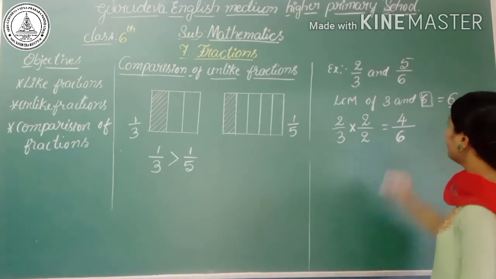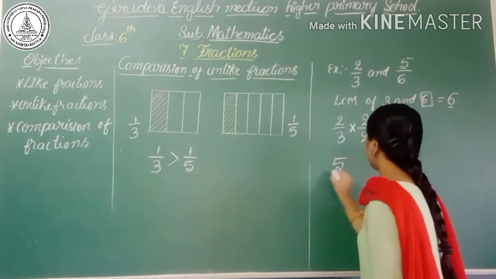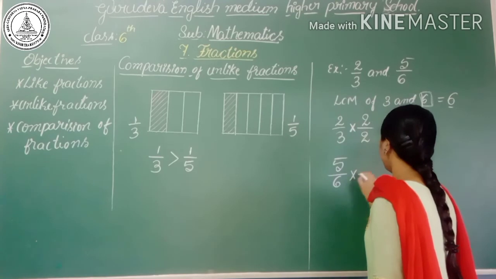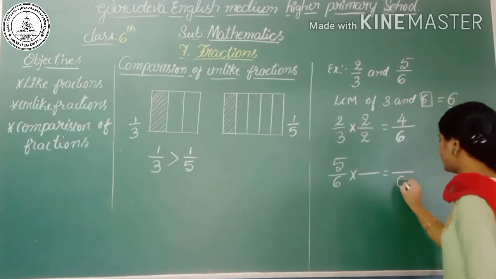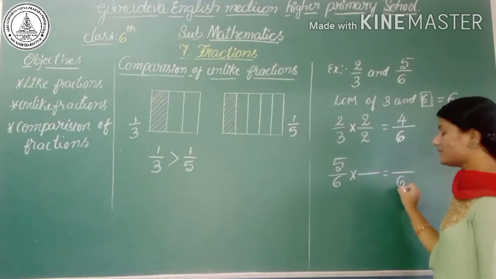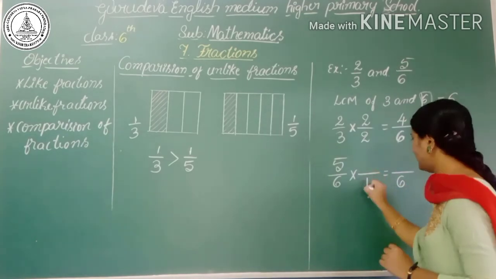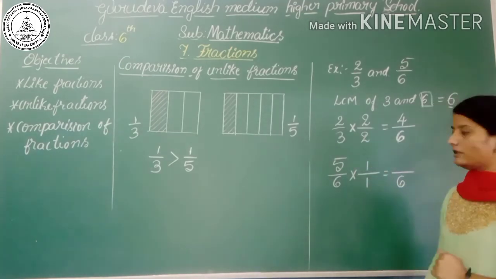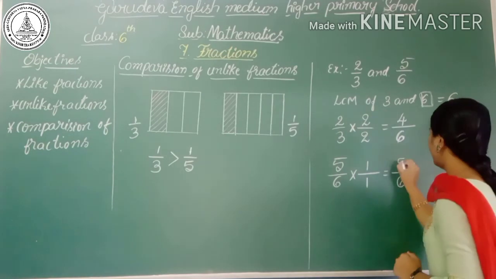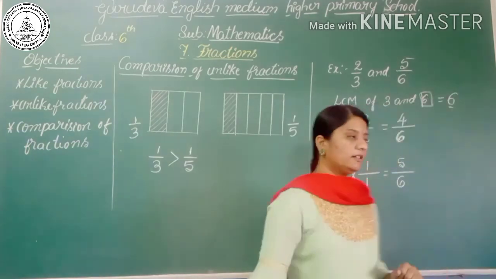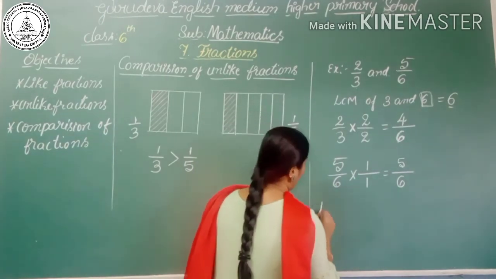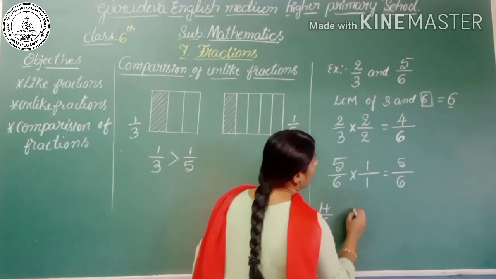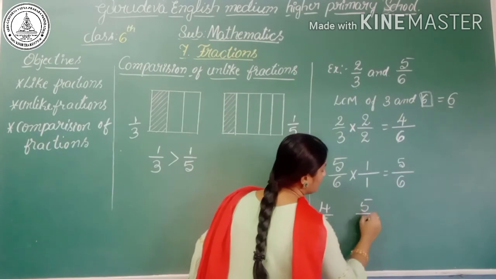Okay. Then next, 5 by 6. 5 by 6 into dash, which is equal to, make the denominator equal to 6. Okay. Then 6 times how much is 6? 6 times 1 is 6. Multiply and divide by 1. Okay. 5 times 1 is 5. Yes. Now you can write here, these are the equivalent fractions. Then write here 4 by 6 and 5 by 6.